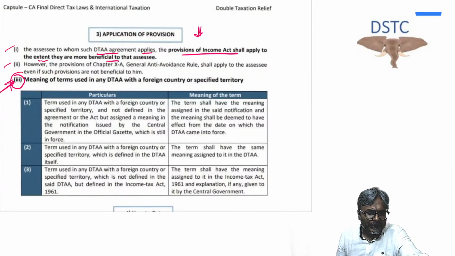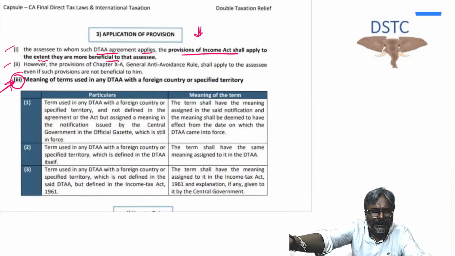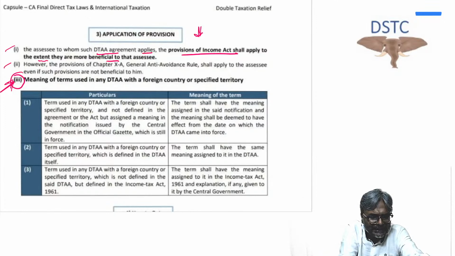Point number one, this theory all of you are aware of. For the assessee to whom such a DTAA agreement applies, the provisions of the Income Tax Act shall apply to the extent they are more beneficial to the assessee. We all know if the tax rate in the treaty is 10%, and under the Act it is 20%, then the 10% rate will prevail. All of you agree? Yes.